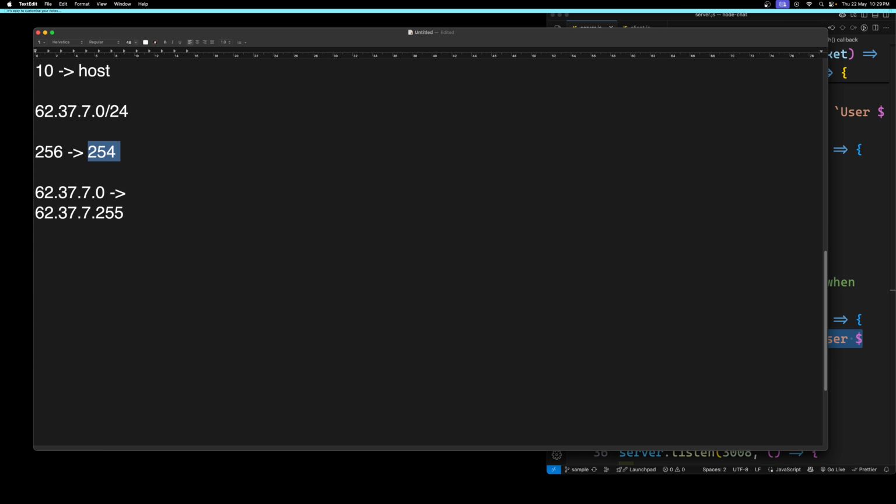If your MacBook is connected to 62.37.7.0/24, it might get an IP address like 62.37.7.10. If your friend's iPhone joins, it will get something like 62.37.7.11. The network portion stays the same, but the host portion is unique.